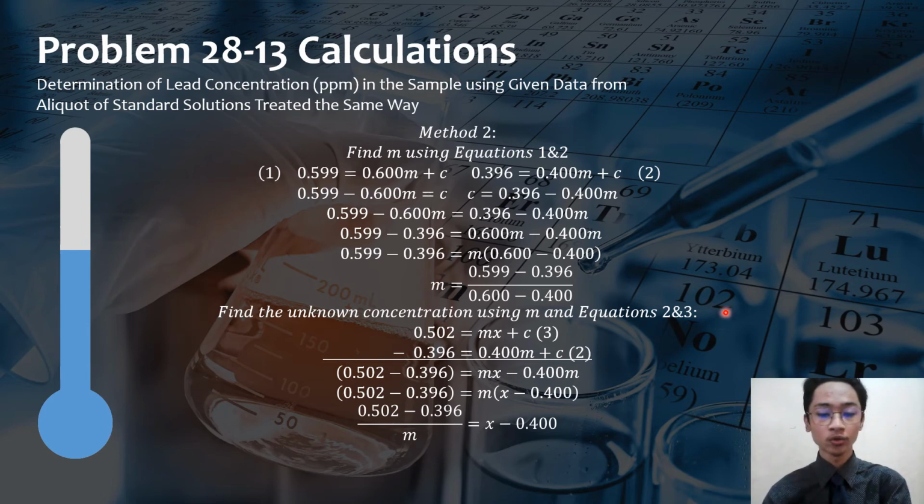So now we find the unknown concentration using m and equations 2 and 3. We subtract the equation 3 to equation 2. We get 0.502 minus 0.396 is equal to mx minus 0.4 m. Extract m, then we get the value of x by dividing both sides with m and transposing 0.4 and substituting the value of m that we computed in the first part of method 2.